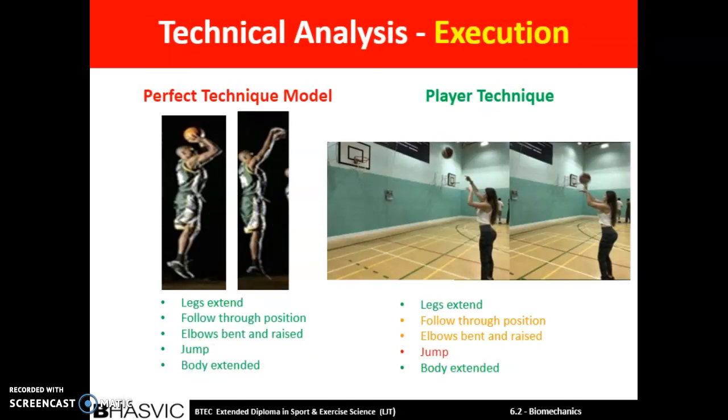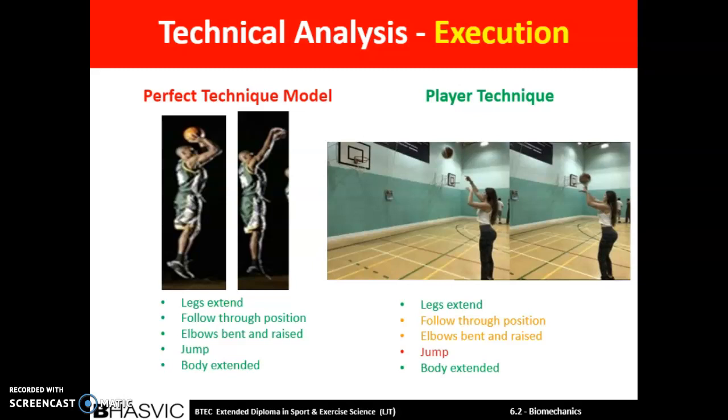In the execution phase, the player releases the ball they're holding to aim for the basket. The player in the technical model will also get to release the ball. However, if they haven't followed the same steps as the elite player, then their accuracy may not be as good and their shots may not be as consistent and concise.